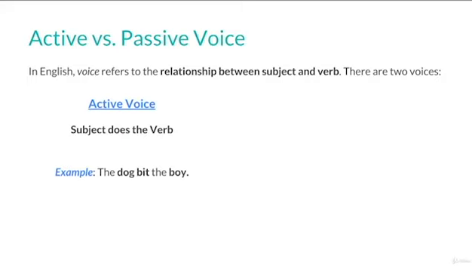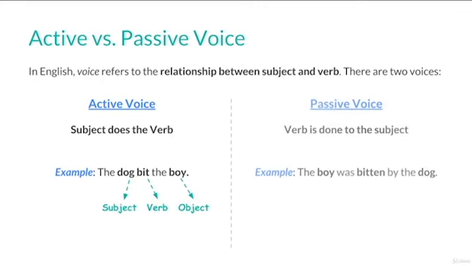So here's an example. The dog bit the boy. So dog is our subject and bit is the verb. The subject does the verb. On the other hand, in passive voice, the verb is done to the subject. So in our example here, we can see the boy was bitten by the dog. Our verb here is bitten and dog is the subject. So in this example, the verb is done to the subject.